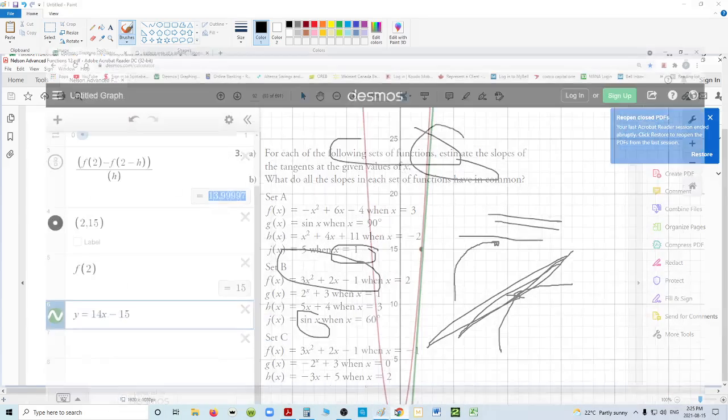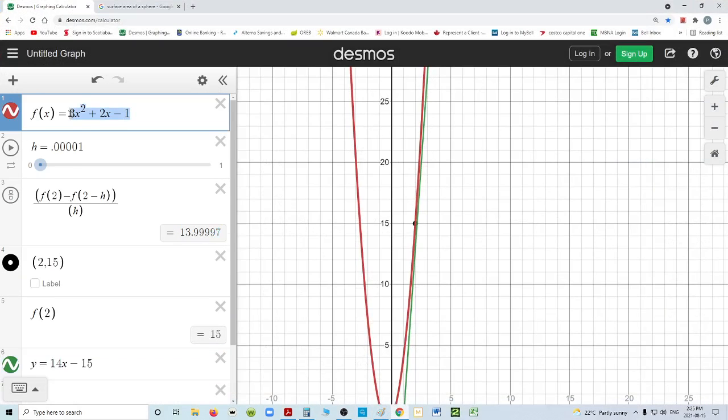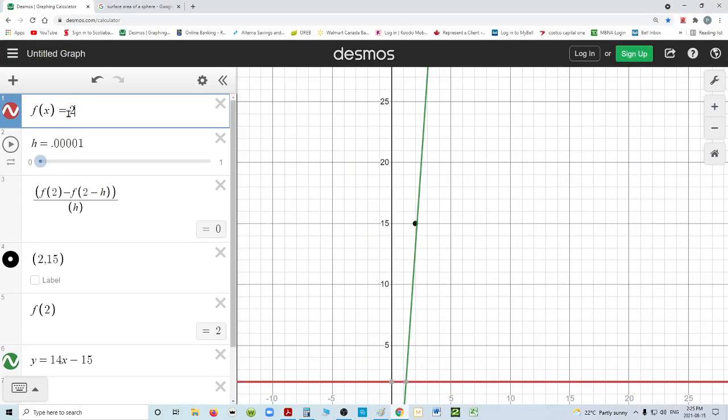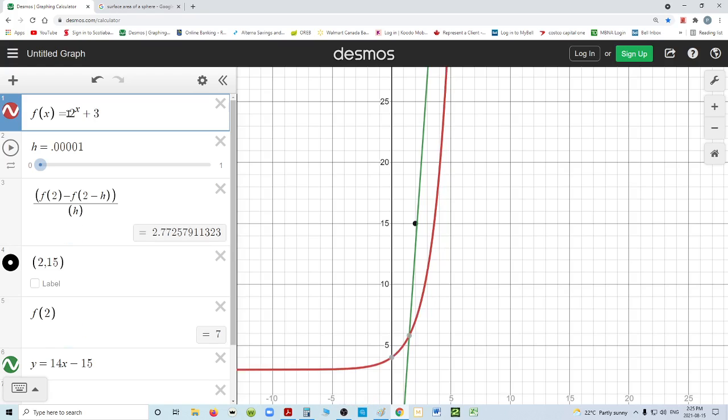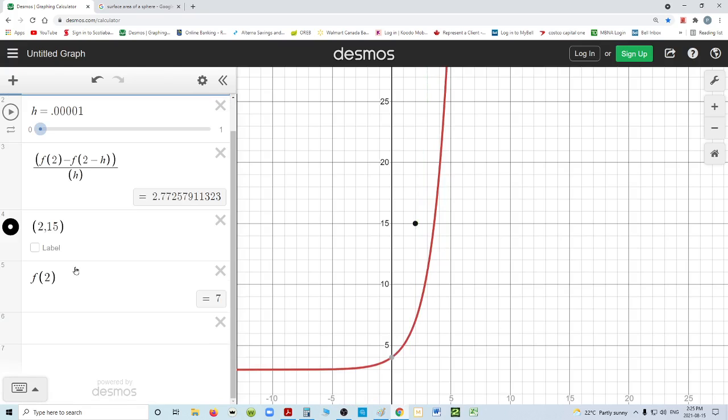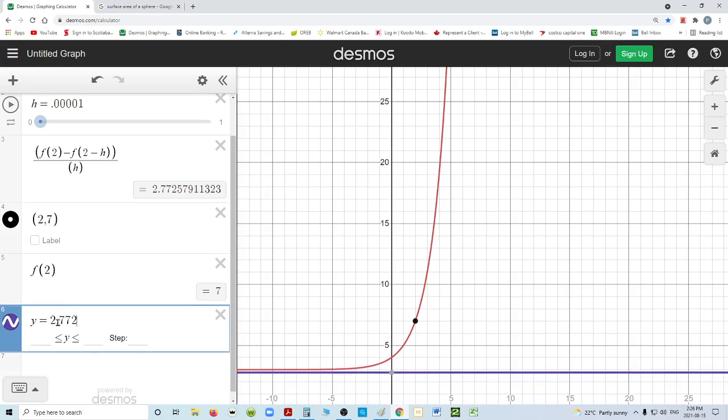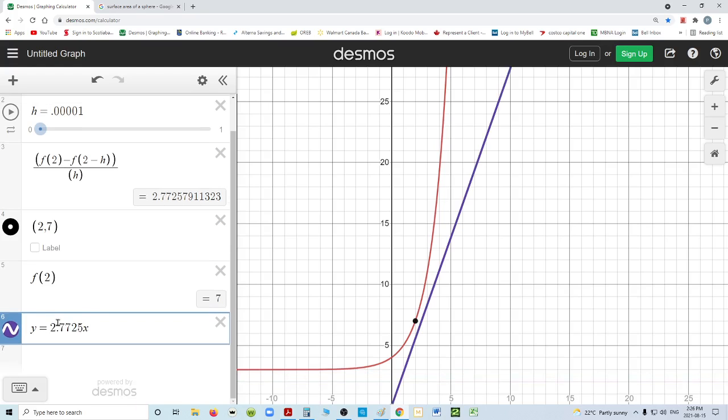What about 2 to the power of x plus 3? And you can see that that point is 7, over there. And the slope of that one's 2.77 roughly, but if I was going to draw a tangent line, it would look roughly like that.